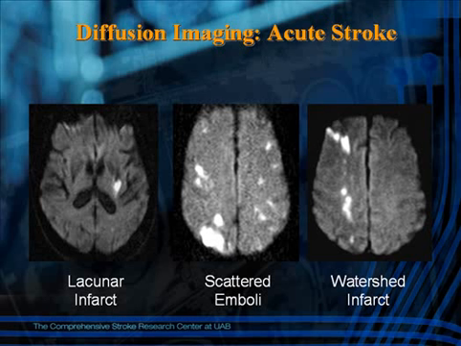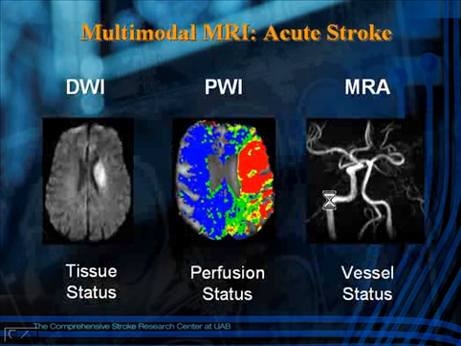And here are some examples of what MRI can bring to the table. Here is an example of diffusion-weighted imaging in acute stroke that shows, on the left, a lacunar infarct, which is a small subcortical area of damage confined to white matter tracts. There are scattered emboli in the middle, from bilateral hemispheric embolization from a proximal cardiac source. And on the right, there is a watershed infarct between anterior cerebral and middle cerebral artery territories.